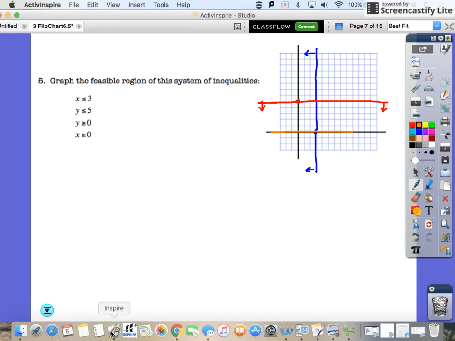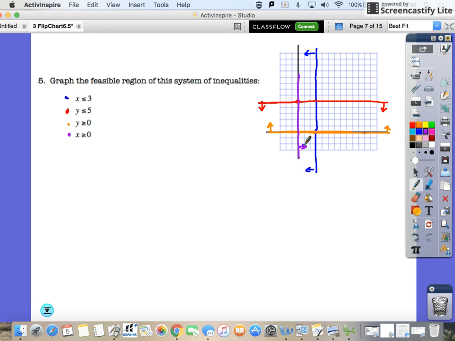So for the third one here, y is greater than or equal to 0. Here's y equals 0. Greater than 0 is this direction, like 1, 2, 3, 4, 5, moving up. And then last is x is greater than or equal to 0. So if x is 0, it's right here, and greater than or equal is this direction.